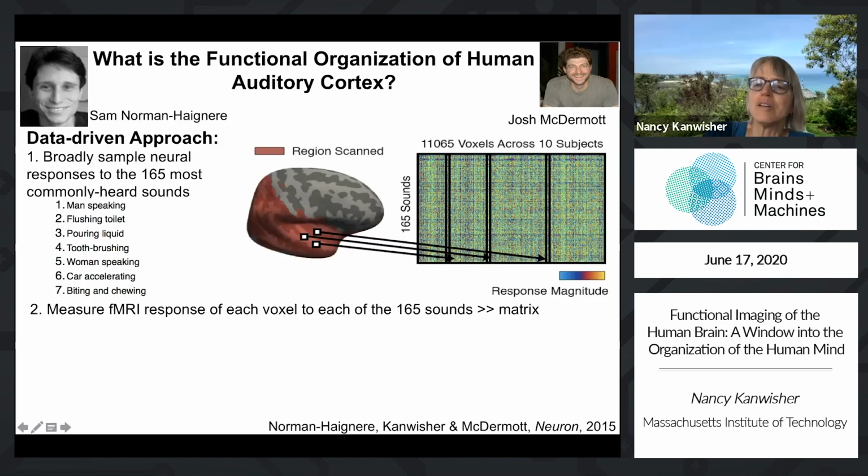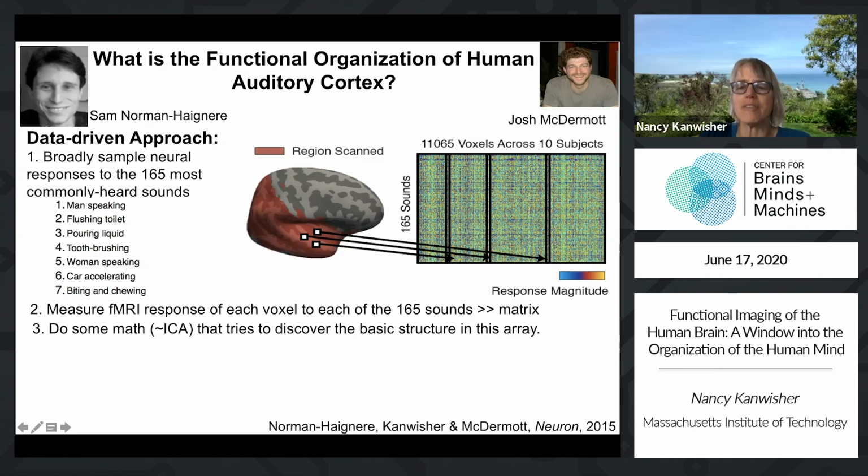Here are our actual data, very compressed, so kind of blurred out, but here are our 165 sounds. And across 10 subjects, we have voxels up here in auditory cortex, roughly 1,000 per subject, and we just stick them all together in this data matrix. So the brightness of each pixel tells you how strongly one of those voxels responds to one of those sounds. Now we have this big matrix, and we just do some math to basically say, what is the structure inherent in this matrix?